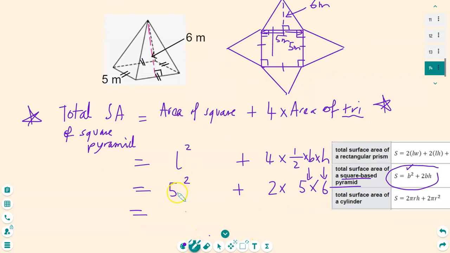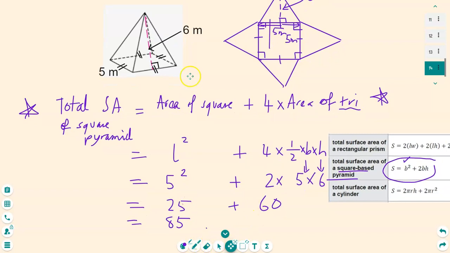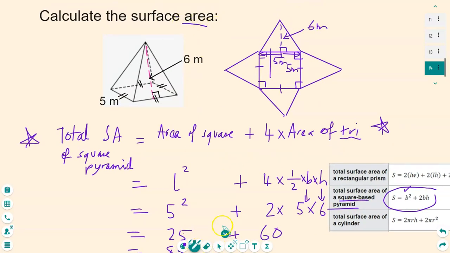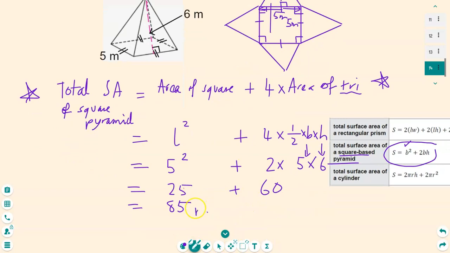And let's simplify it a bit. So BIDMAS means brackets, which there is none. Indices, we can do that. Multiplication, okay, let's do that. 2 times 5 is 10, times 6 is 60. And last of all, 60 plus 20 is 80, plus 5 is 85. Give meaning to our answer. We input meters, and we are finding the surface area, so we should get out meters squared.